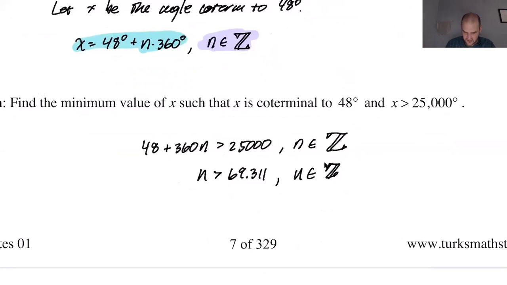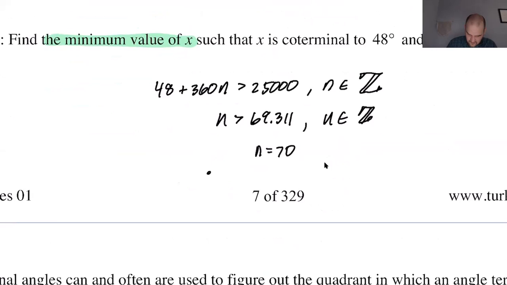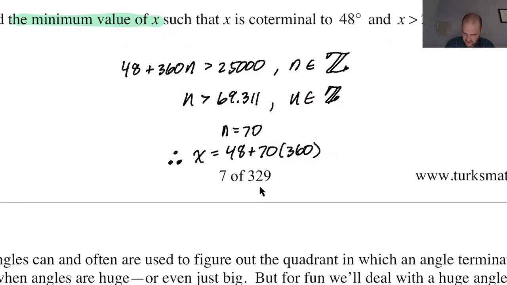So think about this. N is greater than 69.311, and n is an element of the integers. And furthermore, we are looking for the minimum value of x. So I think that n is actually going to be equal to 70 because that's the smallest number that satisfies that. But that is not the answer. The answer is we need to do, therefore, x is going to be 48 plus 70 times 360, which I'm just going to do on the calculator. I'm not going to make you watch. I just need to do x of 70 on here. And I get 25248.